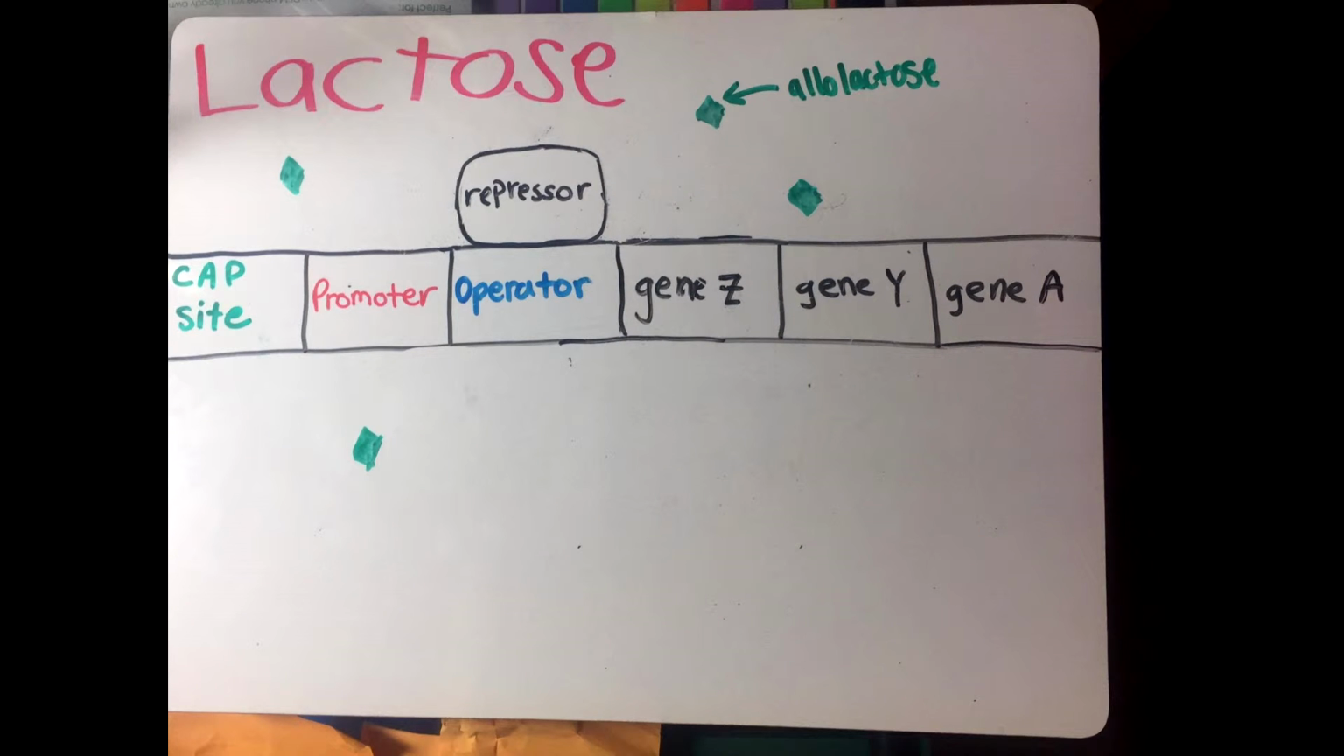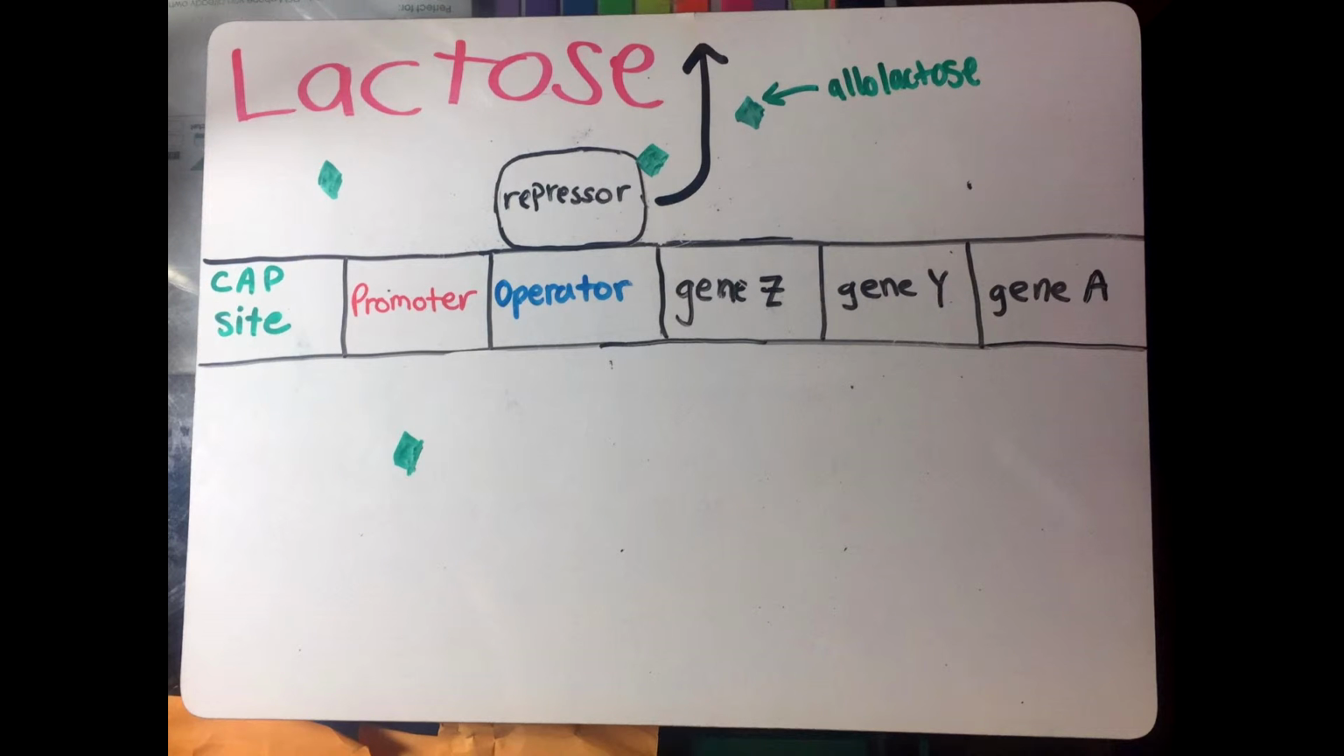In the condition where only lactose is present, allolactose will be floating around. Keep in mind that allolactose is an isomer of lactose. As mentioned before, the allolactose, which is the inducer, will bind to the repressor that's bound to the operator, and this complex will leave the operator. And as a result, RNA polymerase will not be blocked and will continue to transcribe.